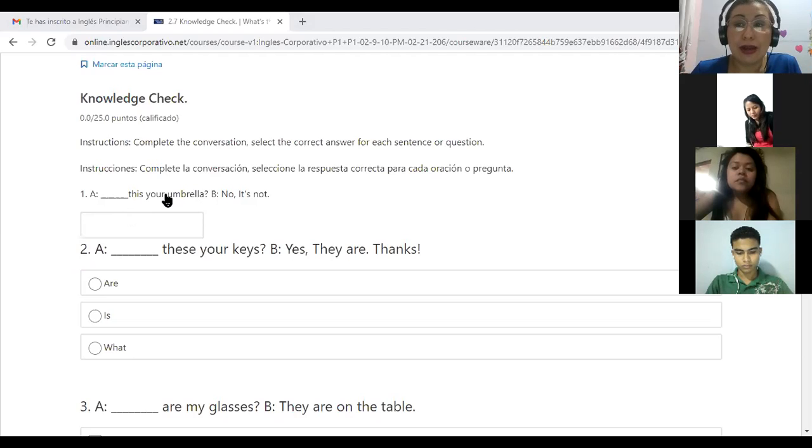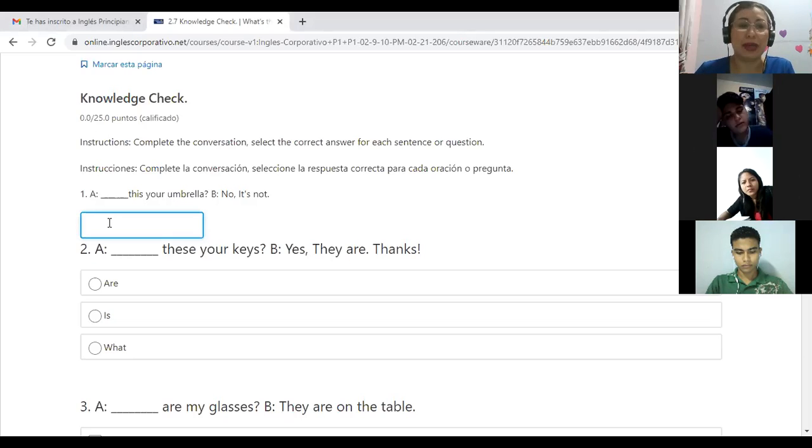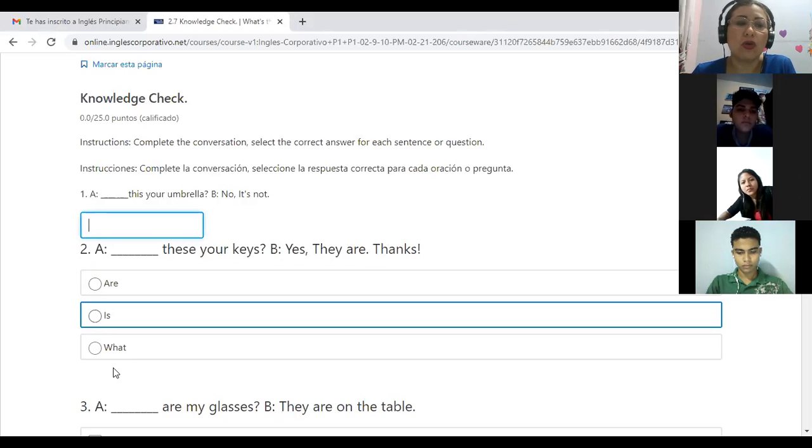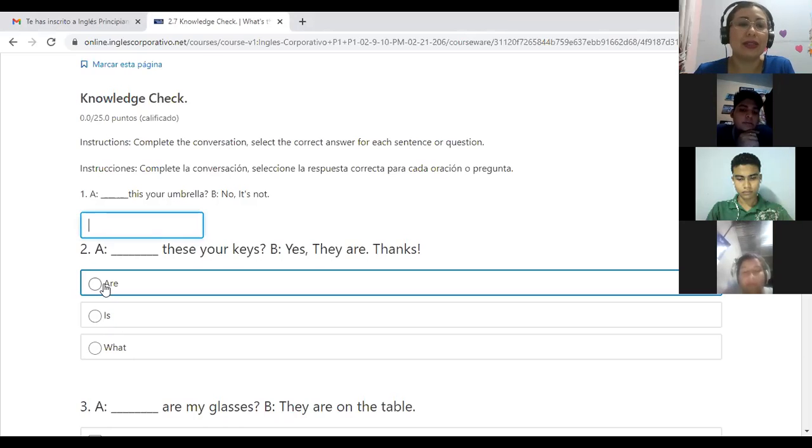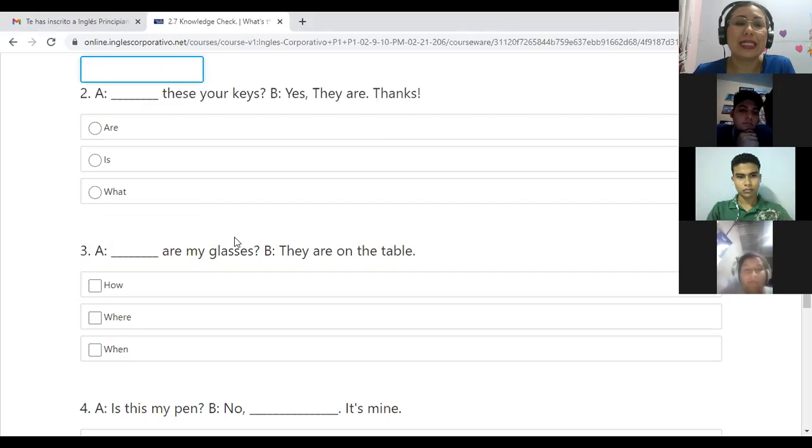Entonces, si yo sé que estoy hablando de umbrella, singular, y este this me lo confirma, porque estamos hablando de objetos cercanos singulares, entonces, ¿cuál debería de ser la forma correcta del verb be? Am, is, o are? Is. Is. Very good. Thank you. Ok, en la siguiente. Dice keys, plural, y me lo confirma este these. Entonces, ¿cuál debería de ser? Is or are? Are. Are. Very good.